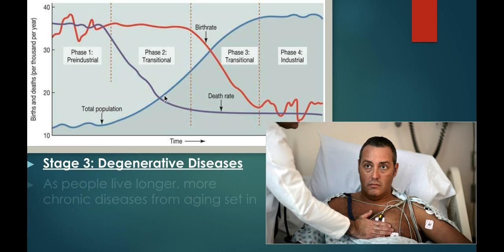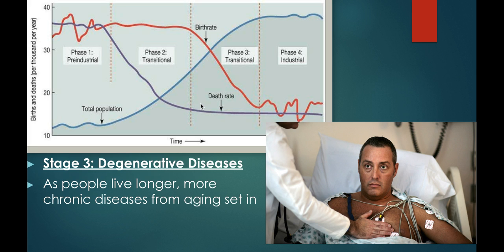Stage 3, everyone's favorite stage. It's people dying from degenerative diseases. Basically, you get heart attacks generally with older populations, and you only get those older populations if you're out of stage 2 and into stage 3.